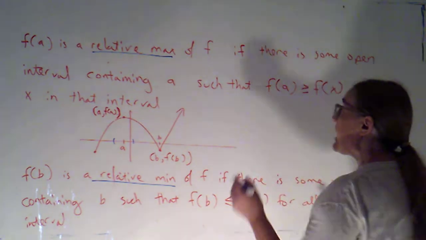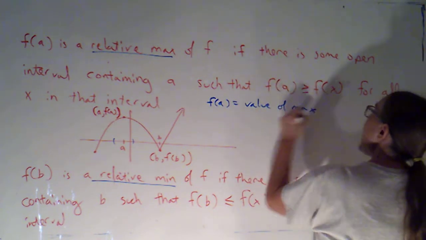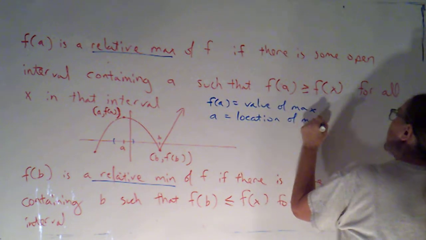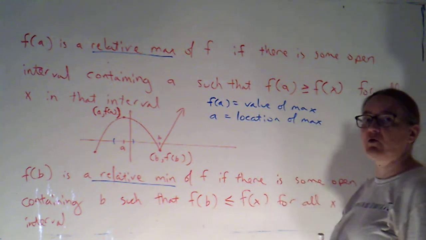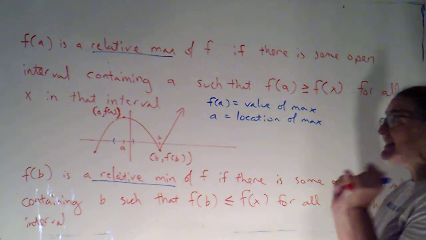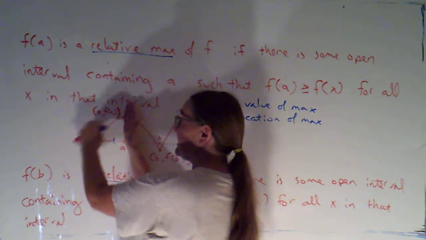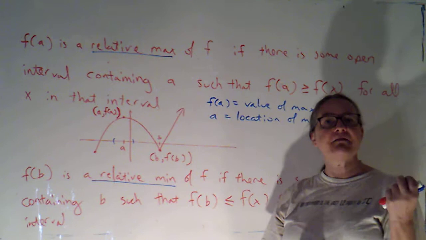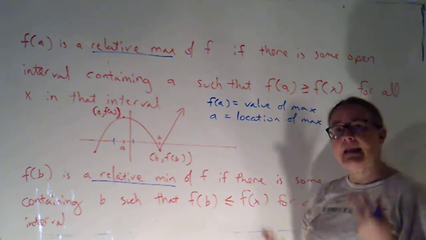Now, f of a would be the value of the max. a would be the location of the max. Sometimes I might ask you to find the location and the value of a max or a min. That's two separate questions with two separate answers. Neither of them has as their answer the point a comma f of a. That's combining the answers to both questions. The x value is where the max or min occurs, and the y value is what the max or min is. The reason that's very important is in applications.